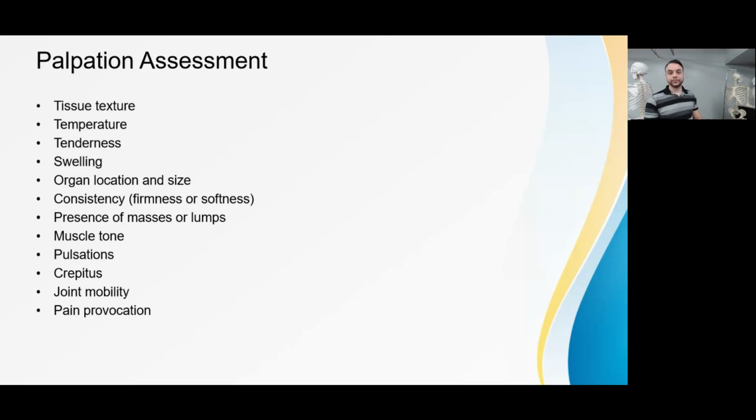Of course, we can detect tissue temperatures. We can palpate if things are tender. We can palpate if things are swollen as well, such as lymph nodes, or if there's edema in an area, right? We can feel if it's a lot more liquid, spongy kind of feel. Not what we're going to probably do. This is more of a doctor, but organ location and size.